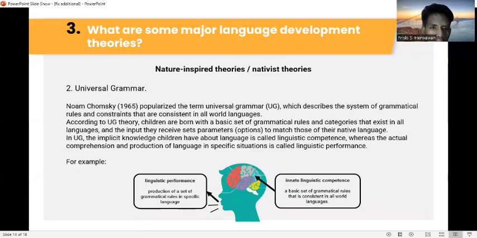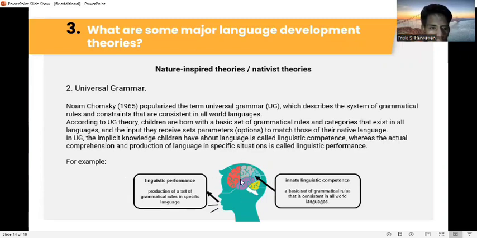Okay, next, nature-inspired theories number 2 is universal grammar. According to universal grammar theory, children are born with a basic set of grammatical rules and categories that exist in all world languages, and the input they receive sets parameters or options to match those of their native language. In universal grammar, the implicit knowledge children have about language is called linguistic competence, whereas the actual comprehension and production of language in a specific situation is called linguistic performance.